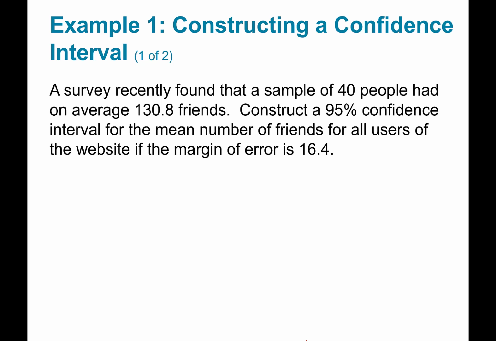So the first thing we need to do is ask ourselves, do we have sigma? In this case, we know the margin of error is 16.4, so we already have that calculated for us. So I don't need to find sigma because we've already got E. Margin of error 16.4, so that is E. Then, is N greater than or equal to 30, or is the population normally distributed? In this case, we have a sample of 40, so we're good. So that's step one.